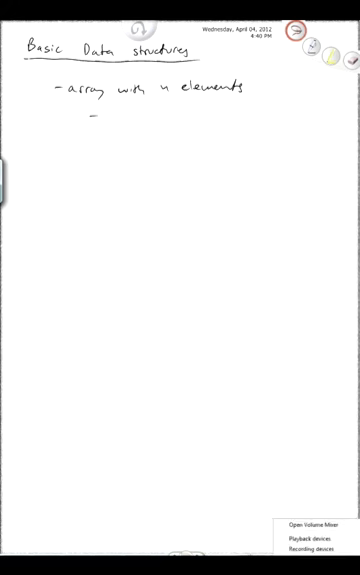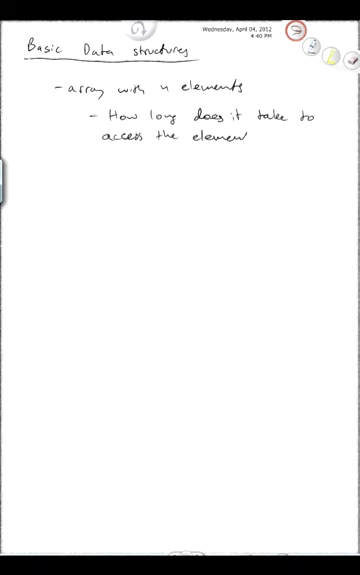So the first question is, how long does it take to access the element in the ith spot? In other words, I have an array and somebody comes along and tells me, give me the element in the 5th spot. How long would that take you? And the answer is constant time, so O of 1 time.